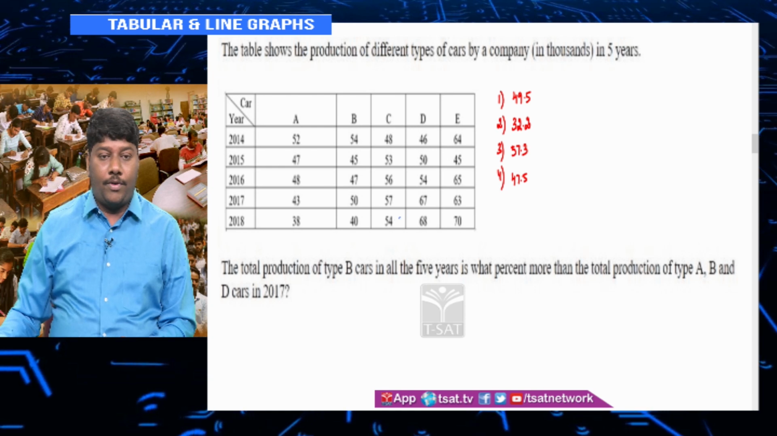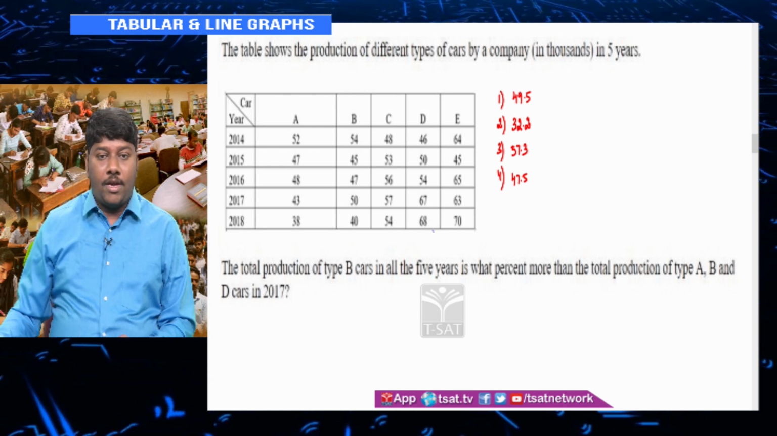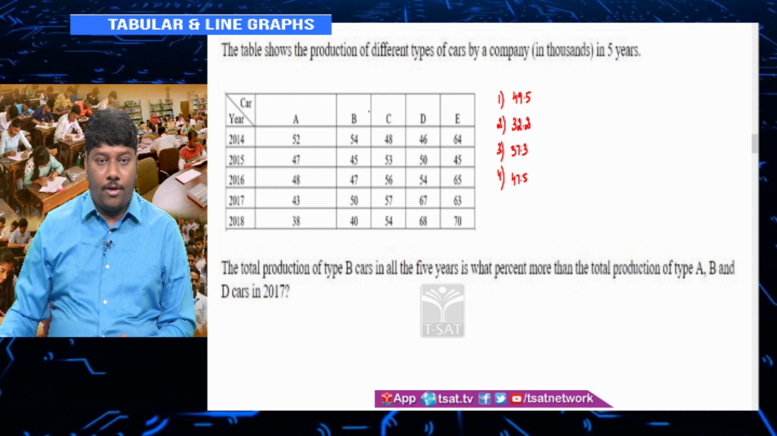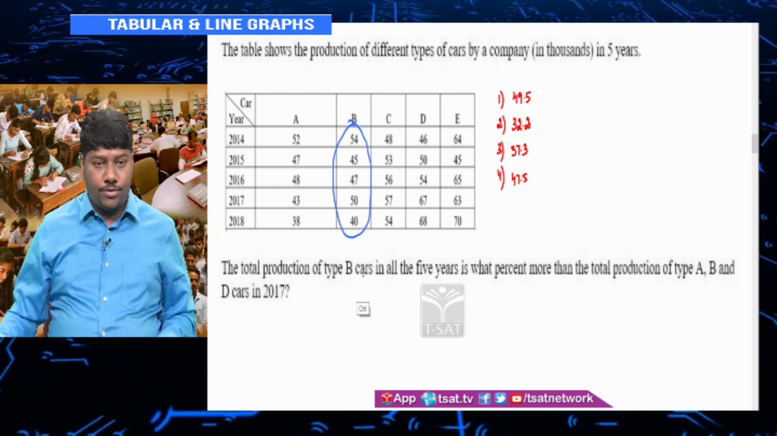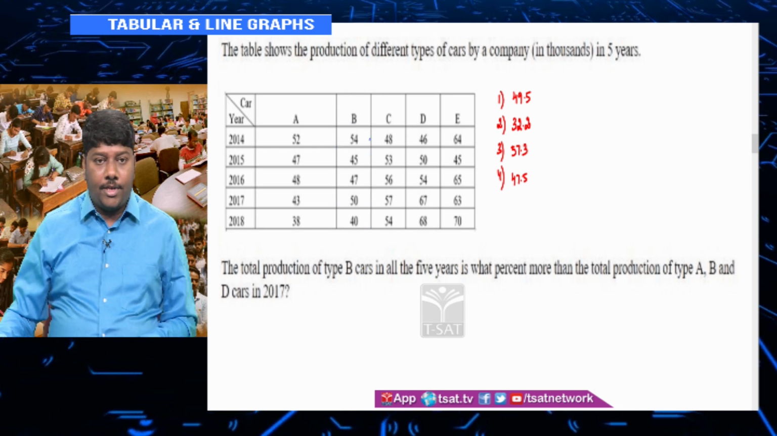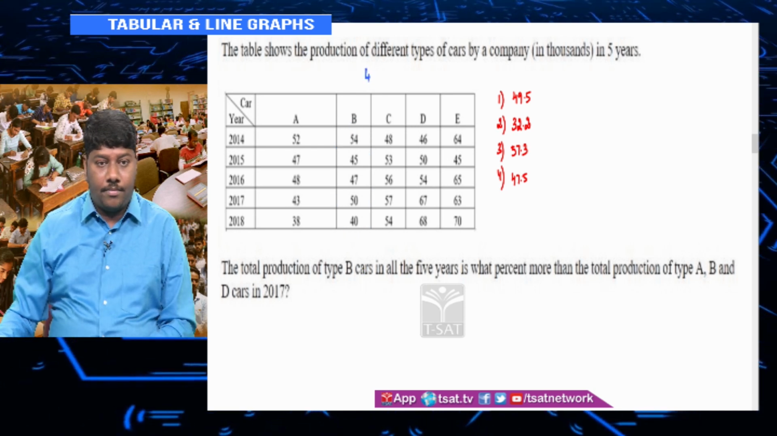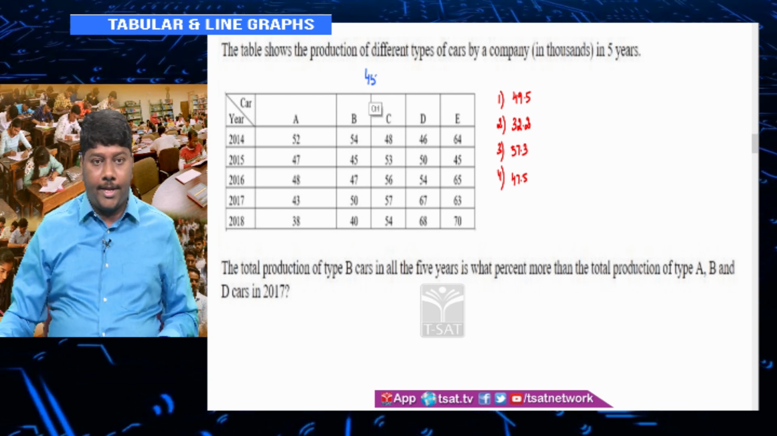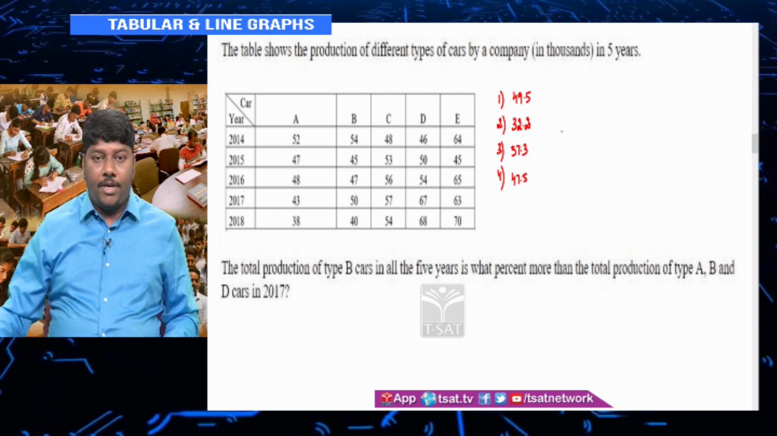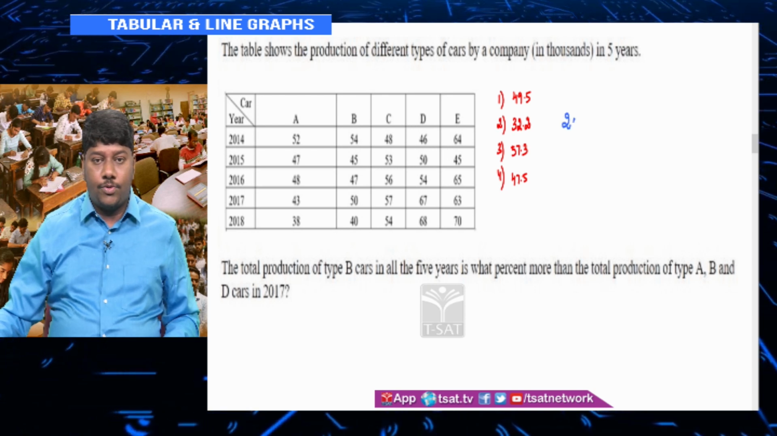What percent more? First of all, total production of type B in all 5 years. Type B in all 5 years, you just need to do the sum here. Every data is very close to 45. So if I assume that it is 45, or else if you want to take a round figure, you can take 50 also. 50 means I am taking 5 50s, which is 250.